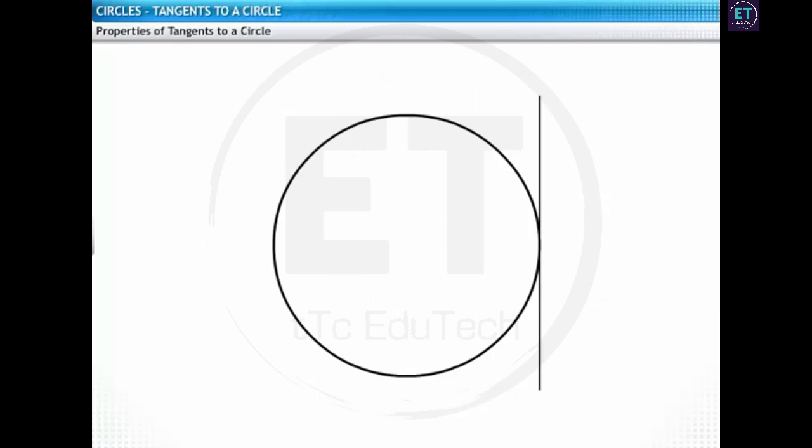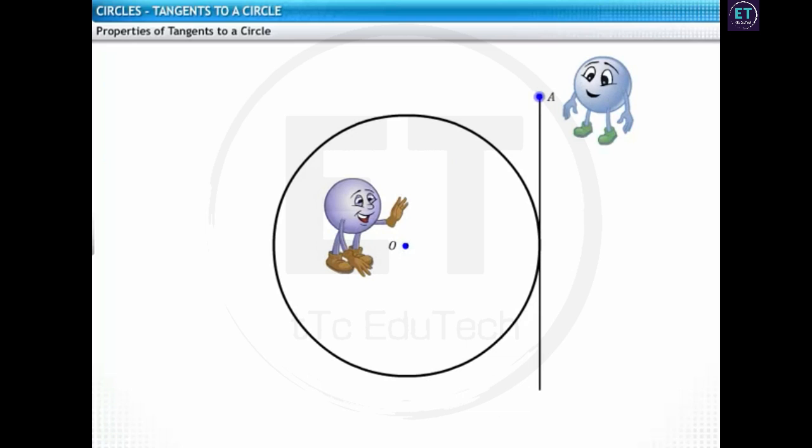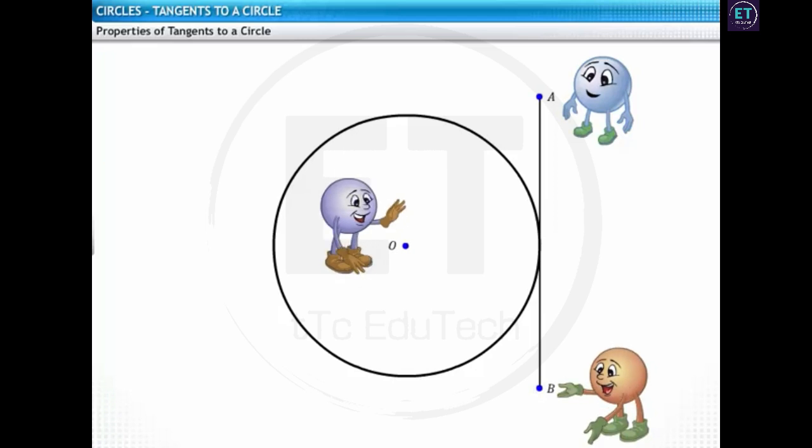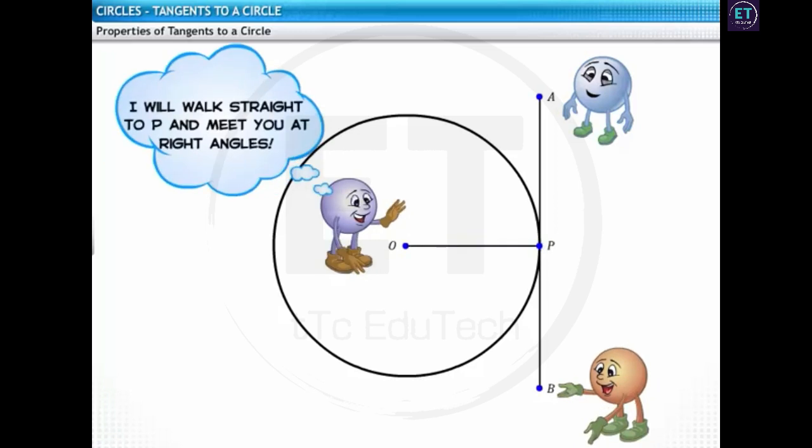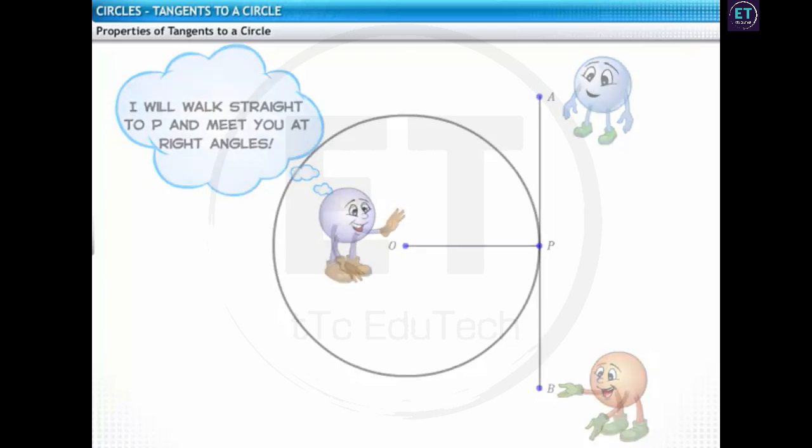Here are 3 friends, Mr. O, Mr. A, and Mr. B. While Mr. O is standing at the center of a circle, Mr. A and Mr. B are standing on a tangent to the circle at point P as shown. Mr. O thinks that if he walks straight to point P, he will meet Mr. A and Mr. B at right angles. Let's see if this is true.